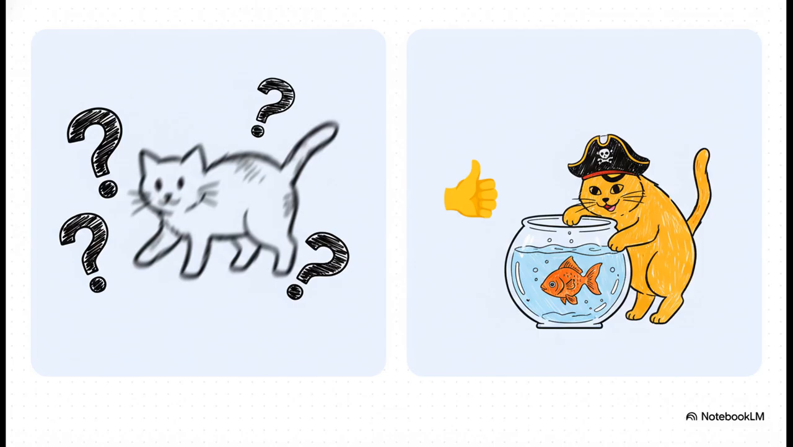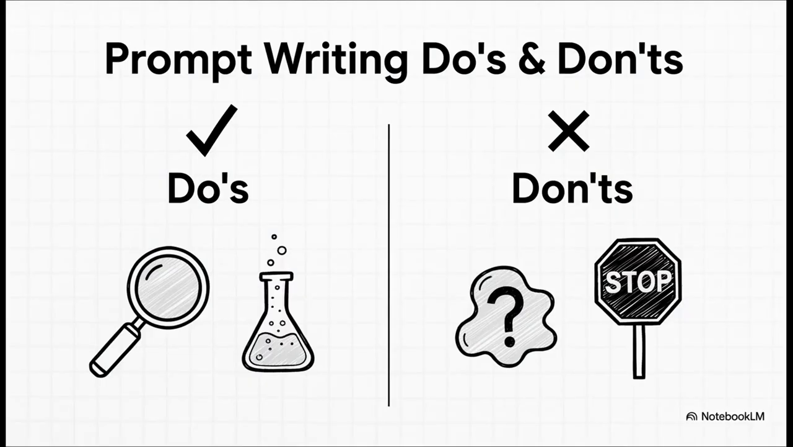Details are everything. So here are a few ground rules for you. Definitely be specific and use descriptive words. You want to think like a screenwriter, and please experiment. On the flip side, don't use vague words like it or thing, and don't forget about negative prompts to tell the AI what to leave out. And we're going to talk about those right now.